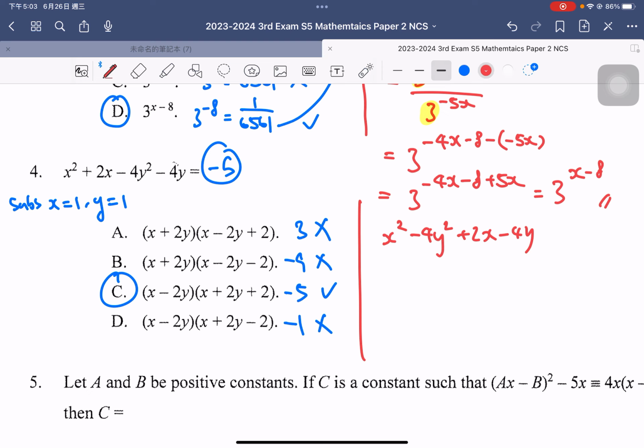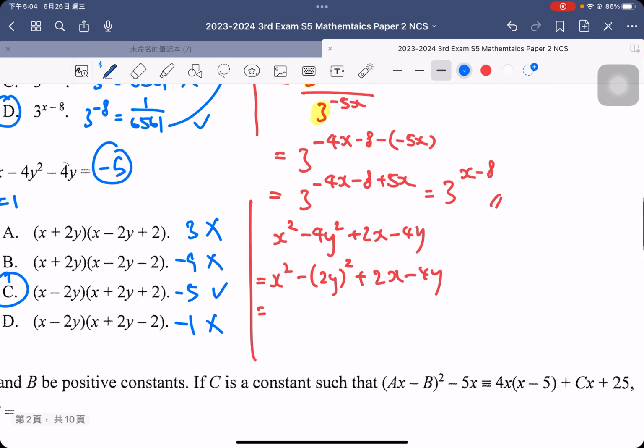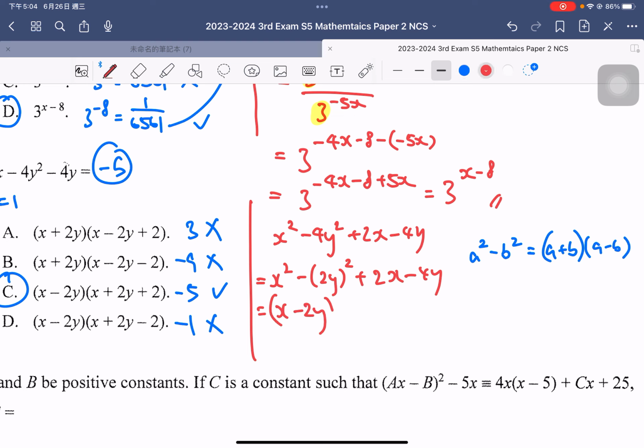So first of all, you need to change the 4y squared to become 2y, the whole thing squared, and then plus 2x minus 4y. Now we can use the formula a squared minus b squared equal to a plus b times a minus b. So this one we can write as x plus 2y times x minus 2y. Further to that, we can group these two together and then take the 2 as the common factor. So we plus 2 and then what we have left is just x minus 2y.